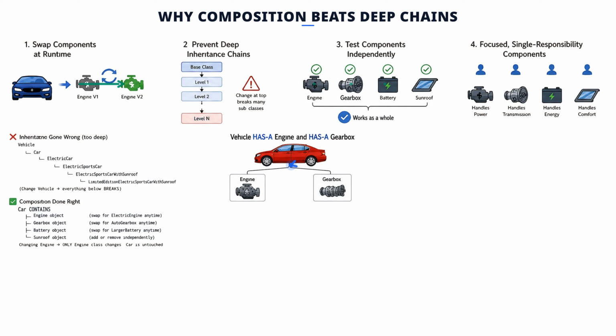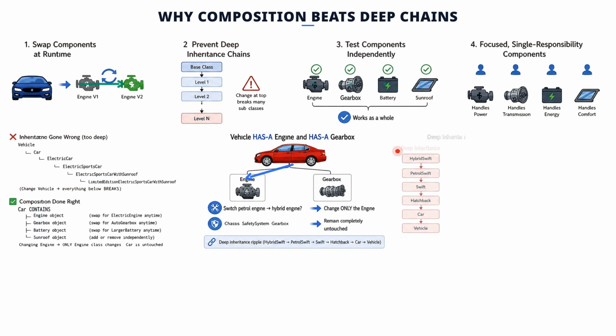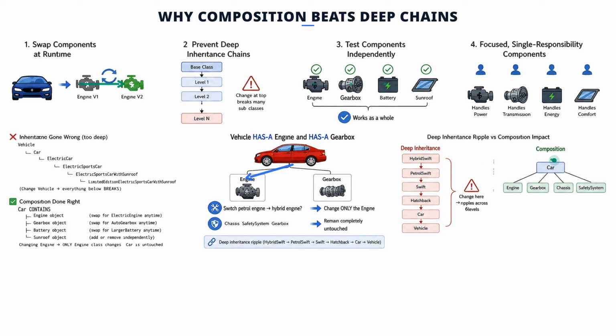When an engineer decides to switch a specific car model from a petrol engine to a hybrid engine, components like the gearbox, chassis, and safety system remain completely untouched. In a deep inheritance structure over here on the right, that same exact change would force a massive rewrite across 6 different levels of code. But with the composition tree, a change in the engine only affects the engine class.